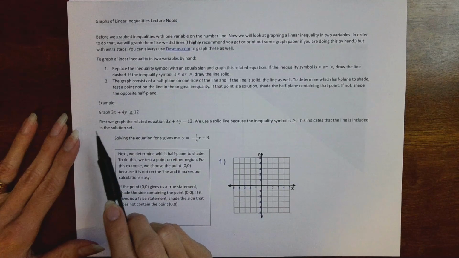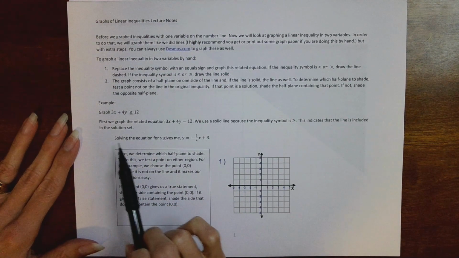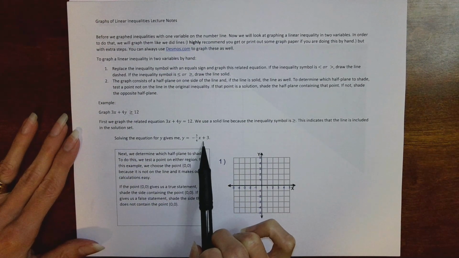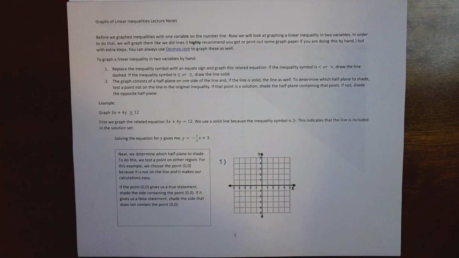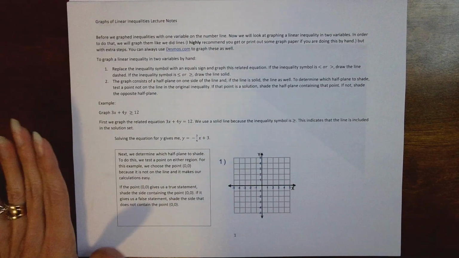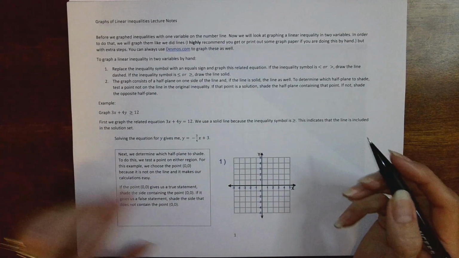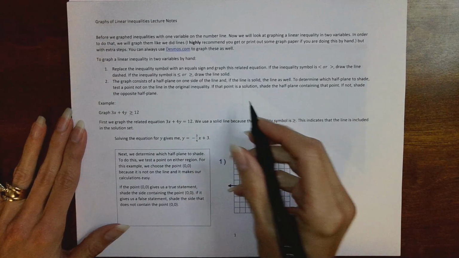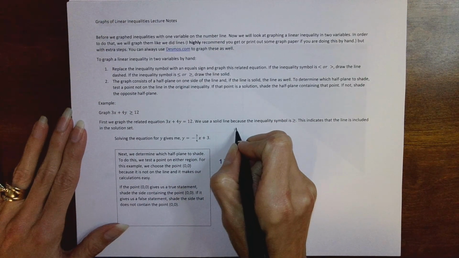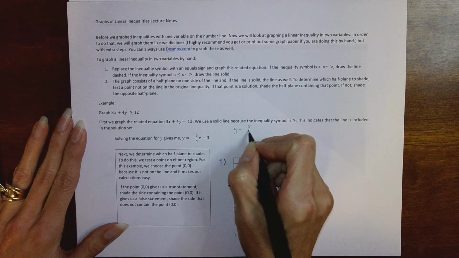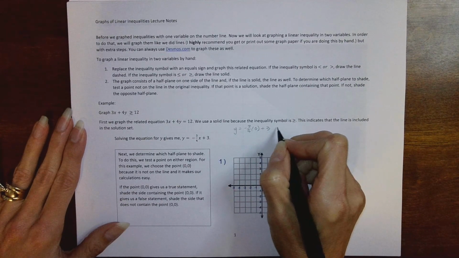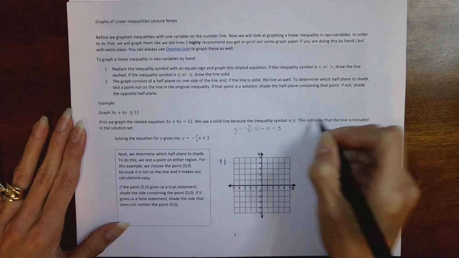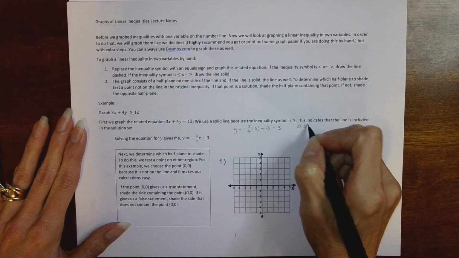Now we by now should know how to solve an equation, so if I solve for the boundary equation, I get y equals negative 3 fourths x plus 3. And so I'm going to go ahead and graph that. So if I put 0 in here, I get y is equal to negative 3 fourths times 0 plus 3, which equals 3, so that gives me the point (0, 3).